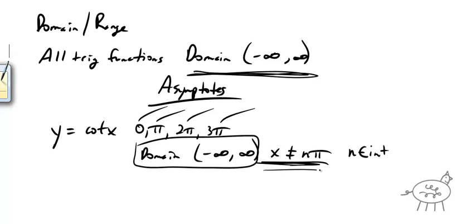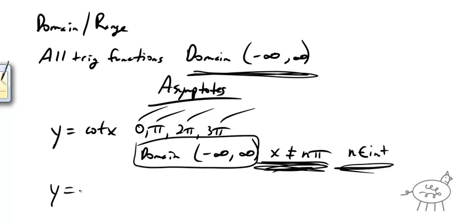You need to tell me that, because if you just say x is not equal to n pi, then you're going to say, well, what's n? n can be any number. No, it can't. It's got to be an integer. Okay? All right, so that is the domain for y equals cotangent of x.